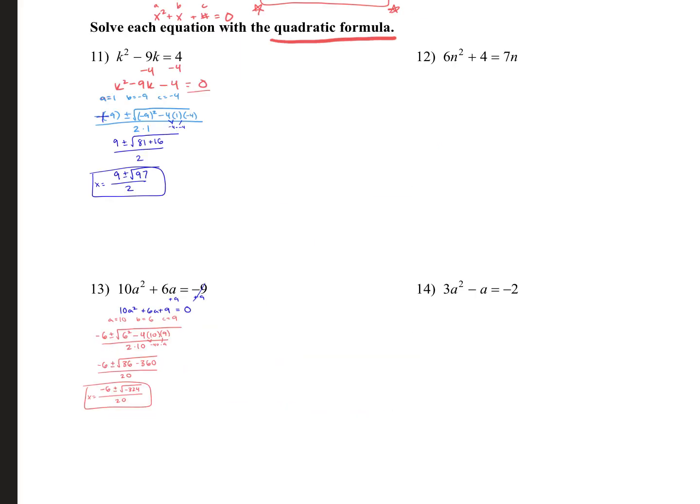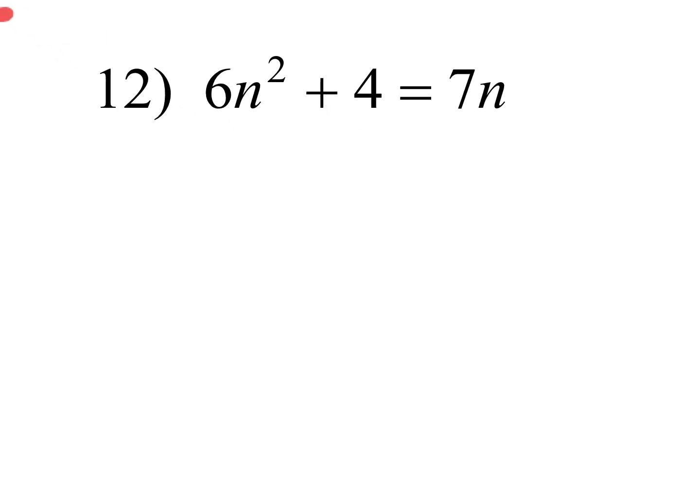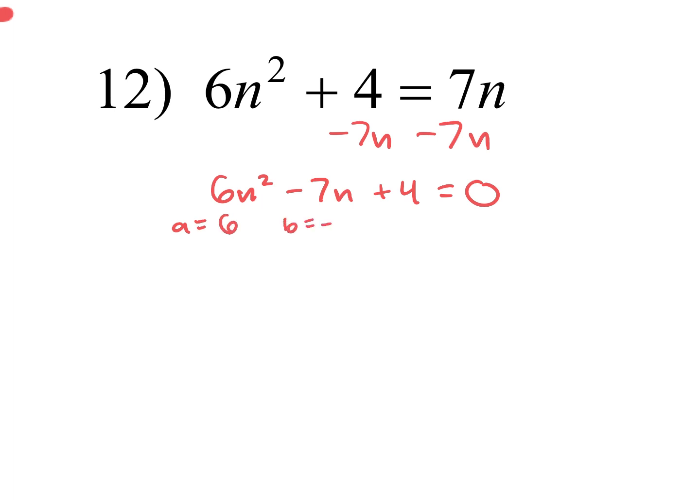Let's do number 12. For 12, what should I do first? Move the 7n over. How would I rewrite the left side? 6n squared minus 7n plus 4. Awesome. 6n squared minus 7n plus 4. Has to be in order. Then I find A, B, and C. So what's A? 6. What's B? Negative 7. And what's C? 4.